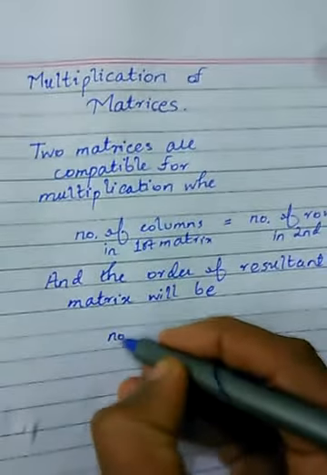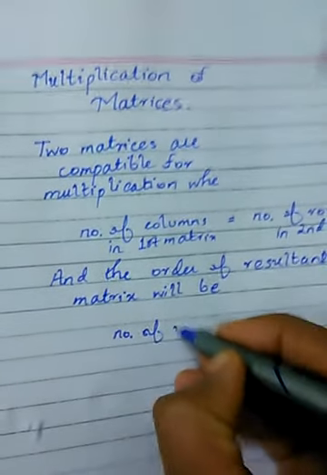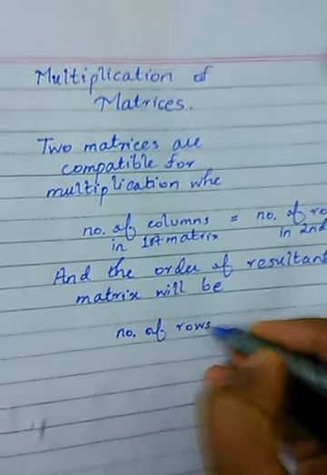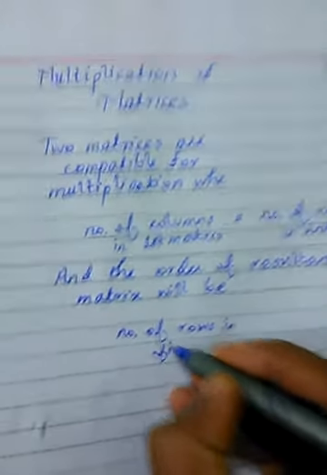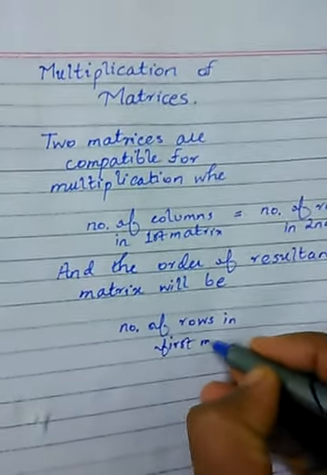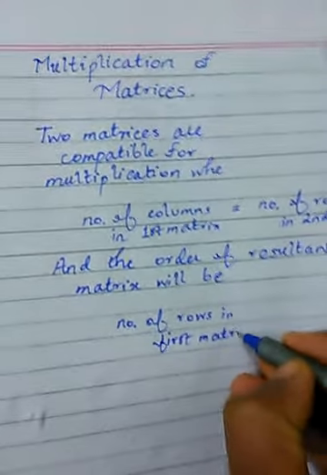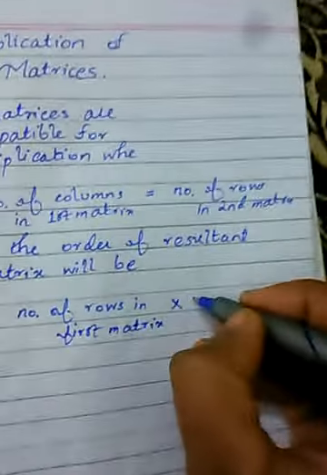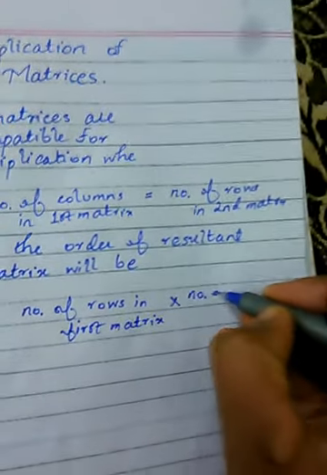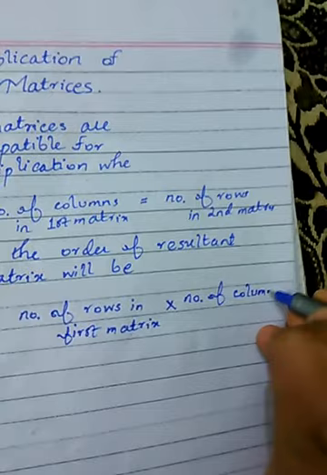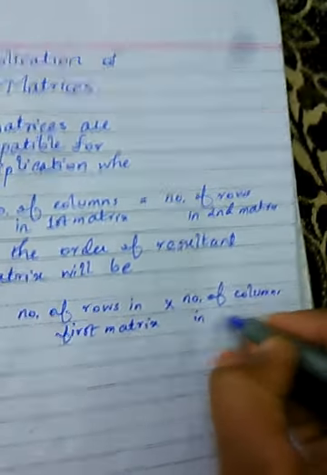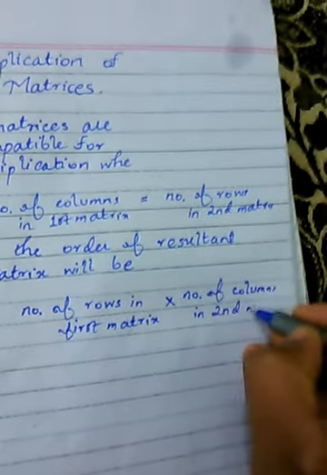number of rows in the first matrix cross number of columns in the second matrix.